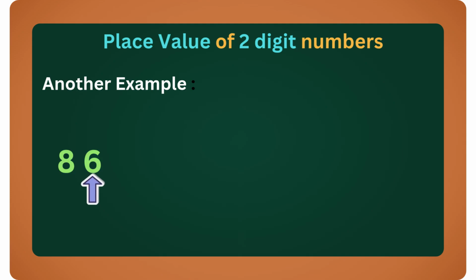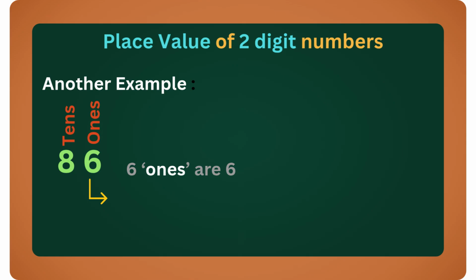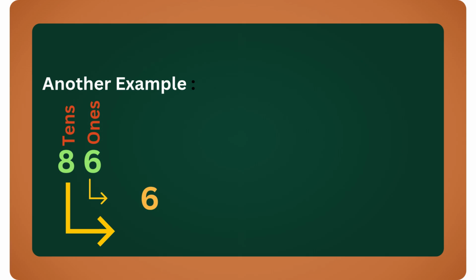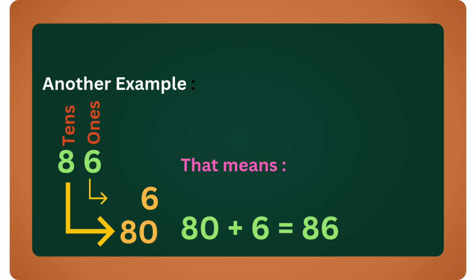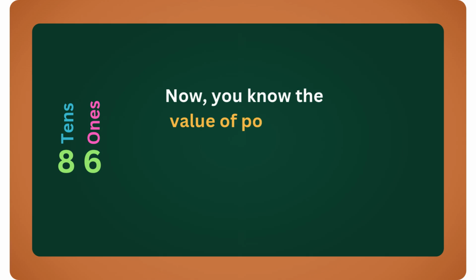86. So what's the position? 6 is the ones place and 8 is the tens place. So 6 ones are 6 and 8 tens are 80. So that means 80 plus 6 is 86. Now you know the value of positions in 2-digit numbers, right?